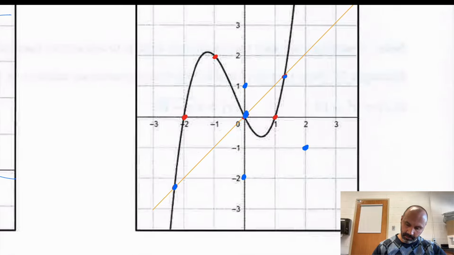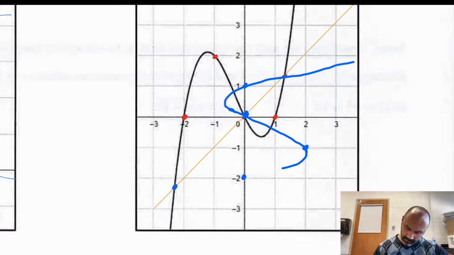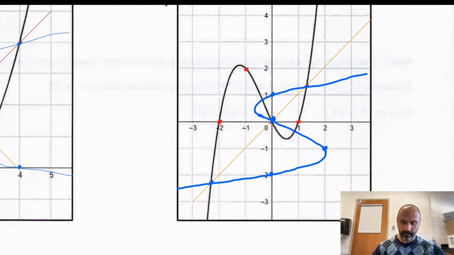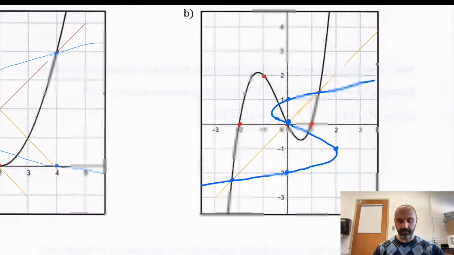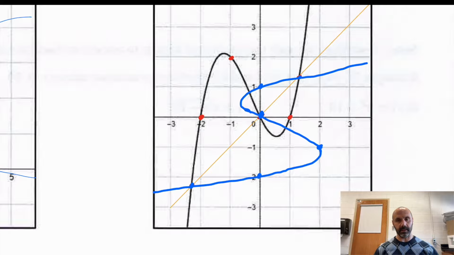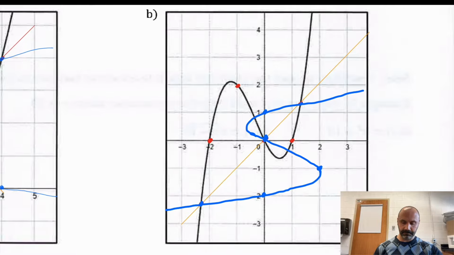Well, it's coming in like this, curving around, and then like that. Okay. Notice again, if you folded this over the y equals x line, then the black line and the blue line would match up. Right? They'd be on top of each other. Shows that kind of symmetry.